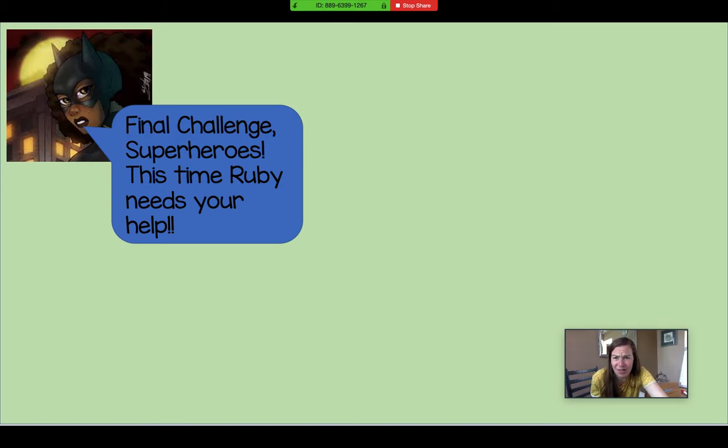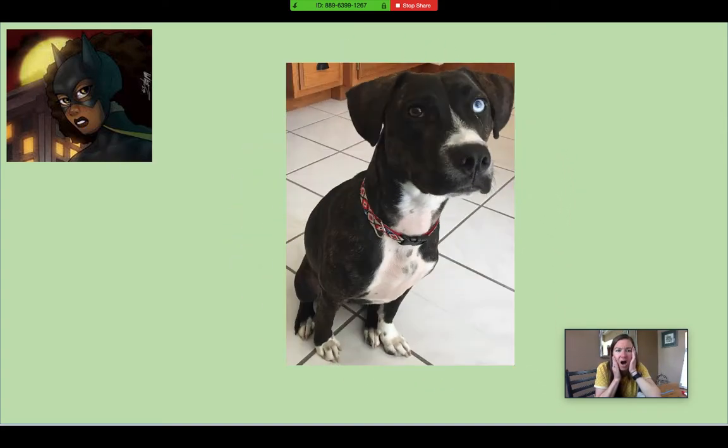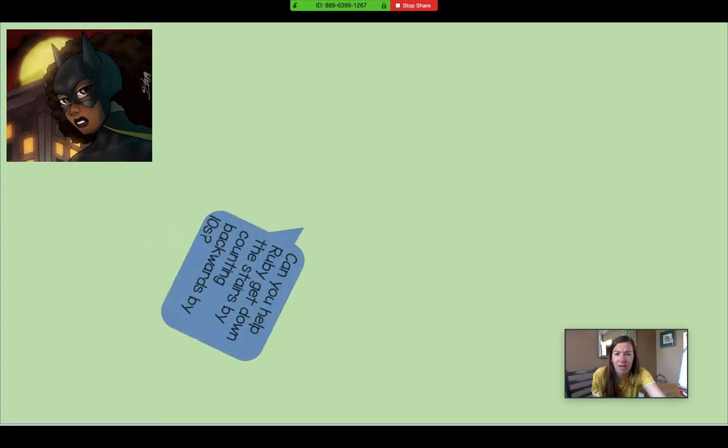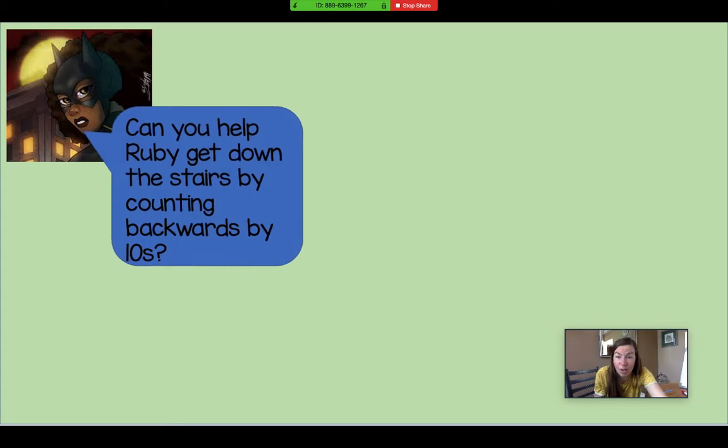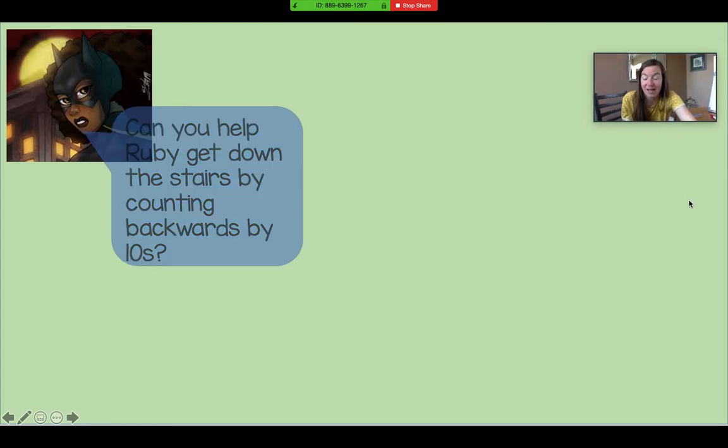Final challenge, superheroes. This time, Ruby needs your help. That's Mr. Ranovic's dog. Uh-oh, we better make sure that we help her puppy. Can you help Ruby get down the stairs by counting backwards by tens? Well, one, we definitely have to help Ruby because that's Mr. Ranovic's dog. And two, this is perfect practice for your challenge to send to your teacher today. All right, Kipsters. Let's see it.